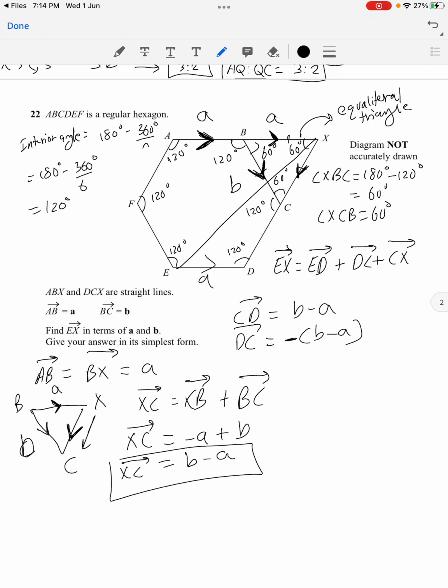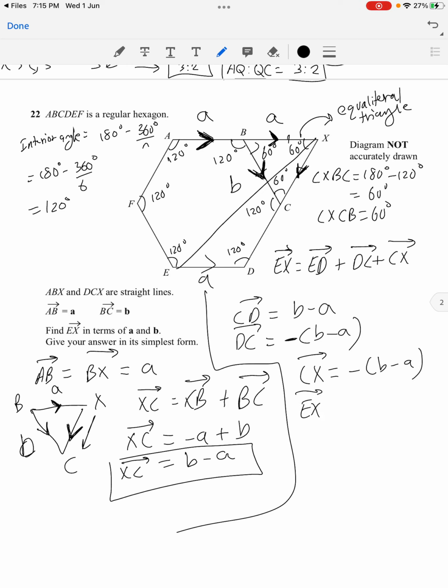Now, what is CX? CX is just the opposite of what XC is. That's literally it. So we know that CX, right? So we're just going to separate these two together so we can see that CX is just equivalent to the opposite of B minus A. Now we can find out what EX is.